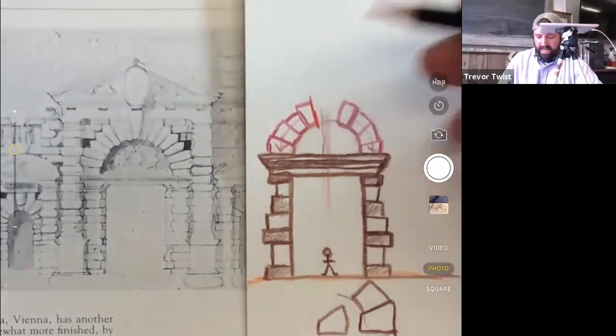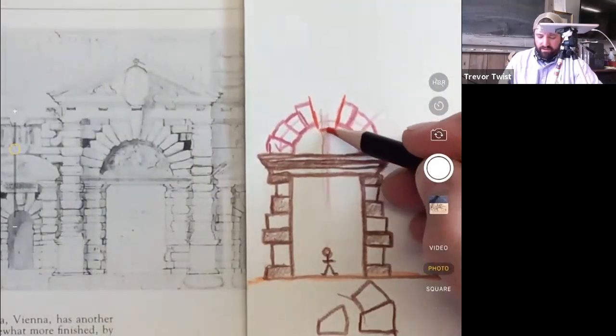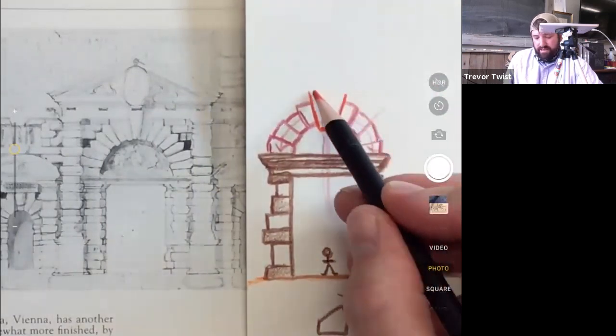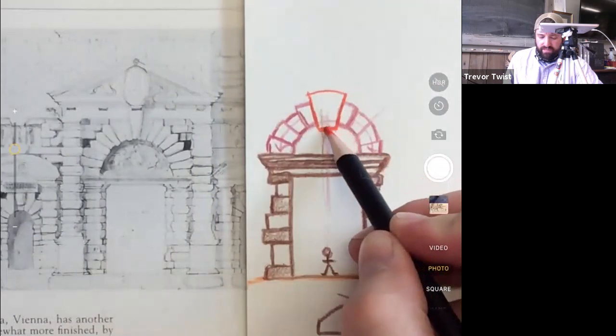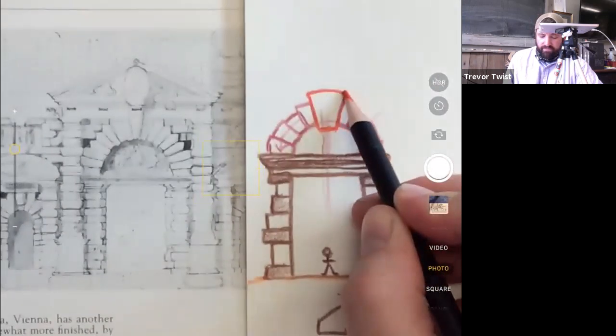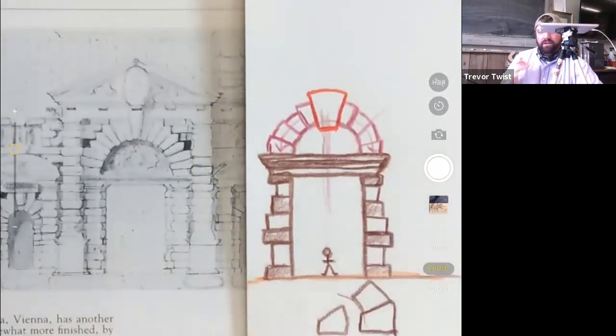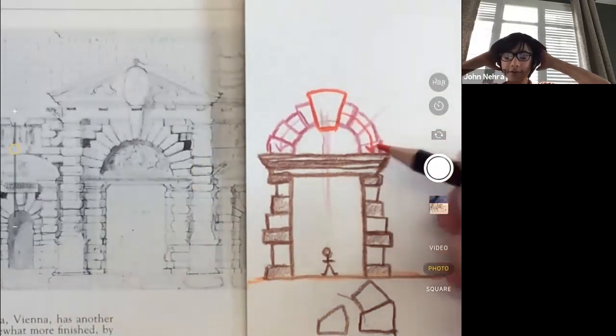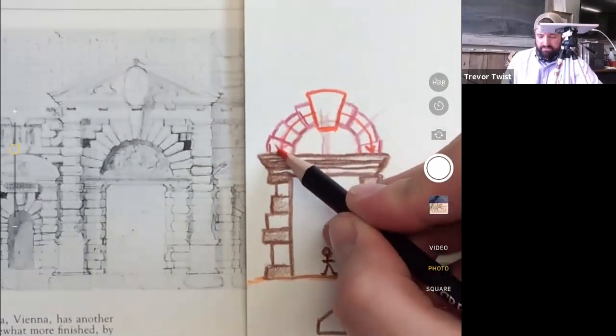All right, so I'm going to add an epic keystone, and you'll see in these buildings, whether they're necessary or not, the keystone is such a symbolic form, and it's just so crucial to building, the biggest stone humans have known about.